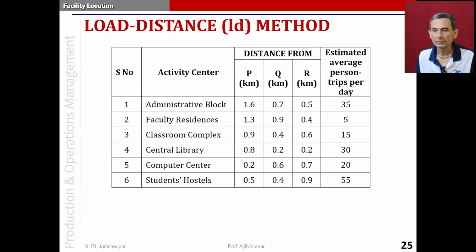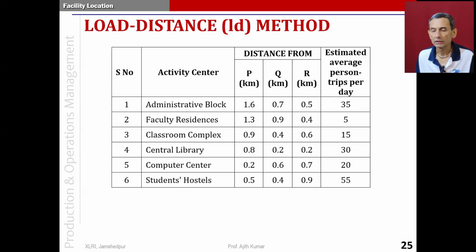So here we have a table which shows the different activity centers and the distances of P, Q, and R, the proposed or possible photocopying center locations, the distances of each of these locations from each of the activity centers. You can see here, for example, that location P is at 1.6 kilometers from the administrative block, 1.3 kilometers from the faculty residences, and so on. Similarly, location Q and location R, their distance is also given.